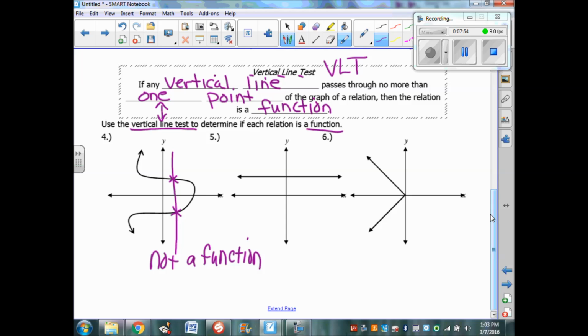So in the second example, I have a horizontal line. I could draw a vertical line there, it's only going to touch it once. I could draw one over there, it's only going to touch it once. So if it passes that vertical line test, meaning that it only intersects it in one place, yes, it is a function.